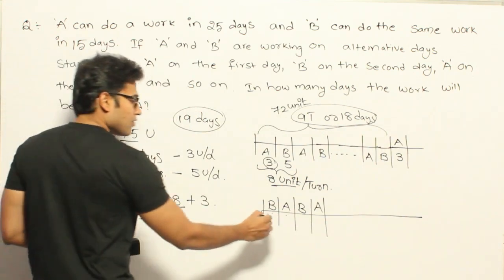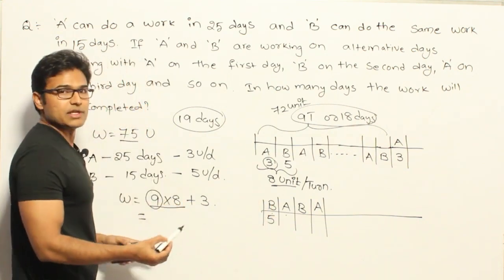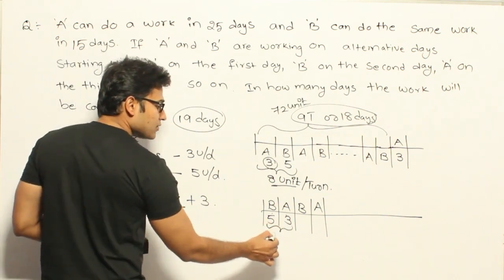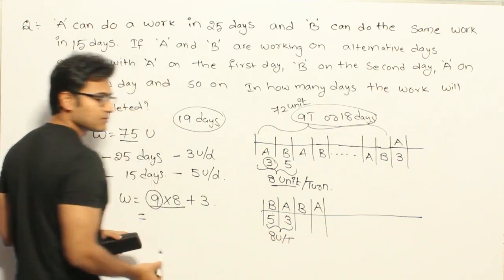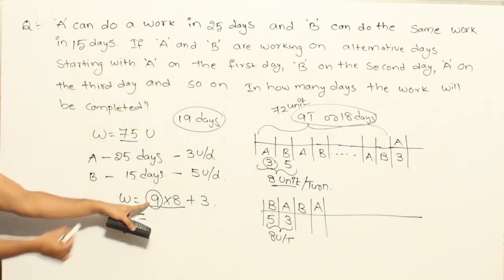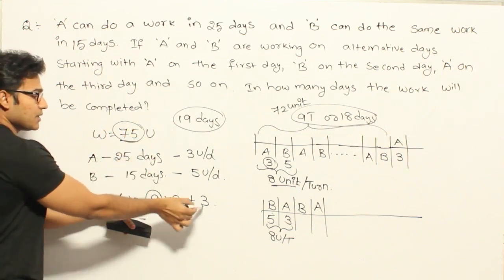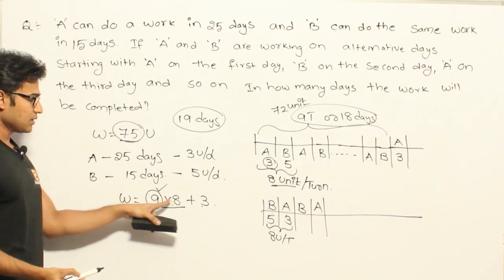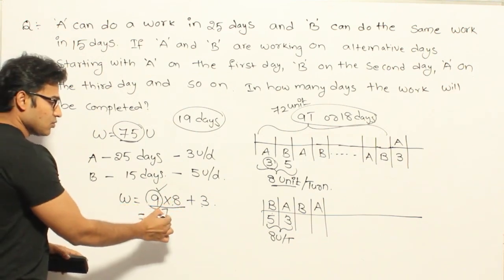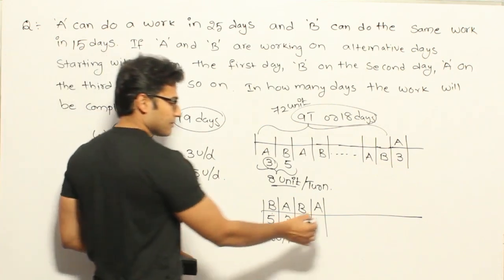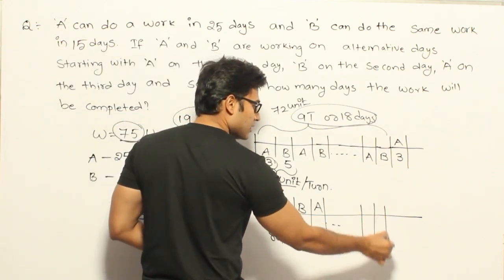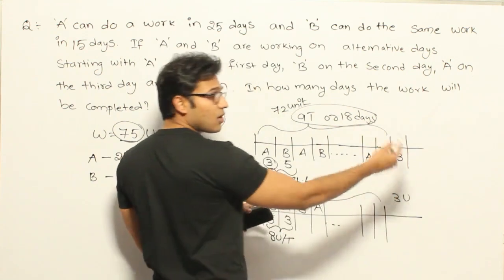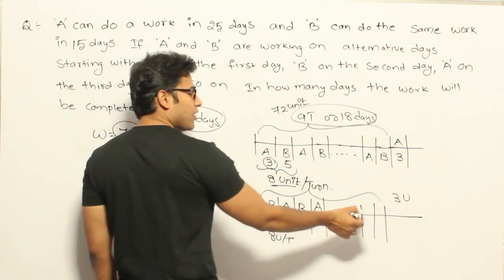Now again the same thing. 5 units will be done by B on the first day, 3 units will be done by A on the second day. Overall 8 units will be done per turn. Got it? Therefore I could again express 75 as a multiple of 8 plus something. Now 9 turns will definitely be required to finish 9 into 8 units of work, which is 72 units of work, right? Which means, let us assume that these are all the 9 turns, and again 3 units of work has to be done after 9 turns, right? Now what would have happened here?